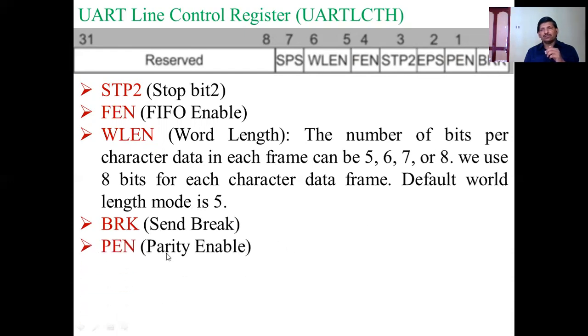Next, parity enable. If you want to add parity bits to the data, at that time this PEN value is 1. If you are not adding parity bits, at that time the PEN value is 0. After enabling the parity, if you want even parity, at that time that EPS value is 1. If you want an even number of ones in the data, we select even parity. So if you want to add an even number of ones, that value is 1.